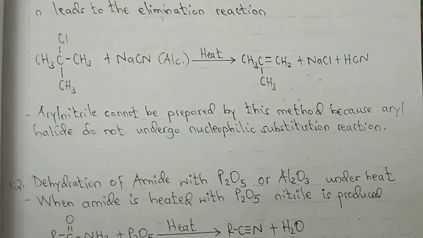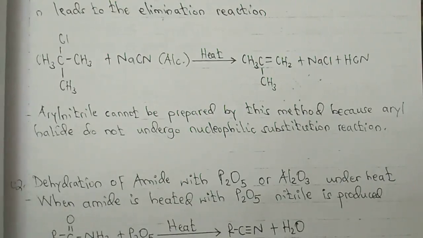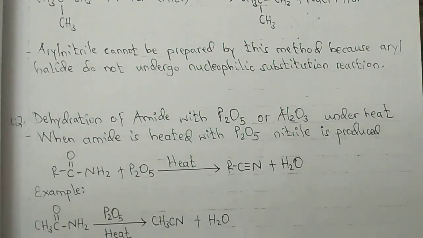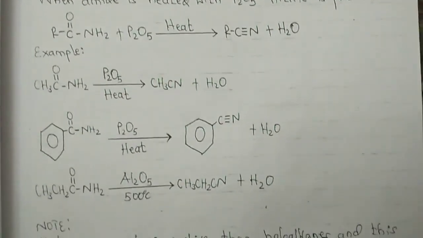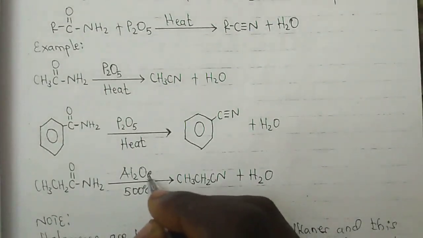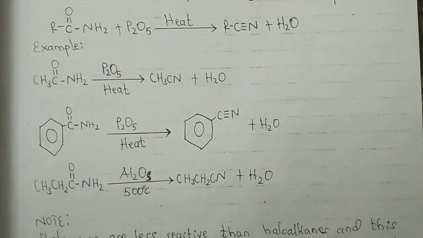So yes, dehydration of amide with phosphorus pentoxide or aluminium oxide under heat. When amide is heated with phosphorus pentoxide, nitrile is produced. We discussed this reaction in the reactions of amide, and we are going to revisit it there. Or if we use aluminium, it is aluminium oxide under 100 degrees Celsius.